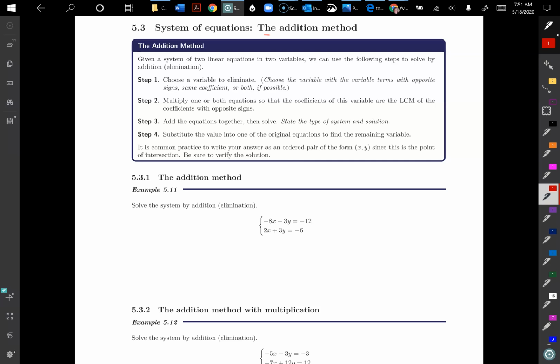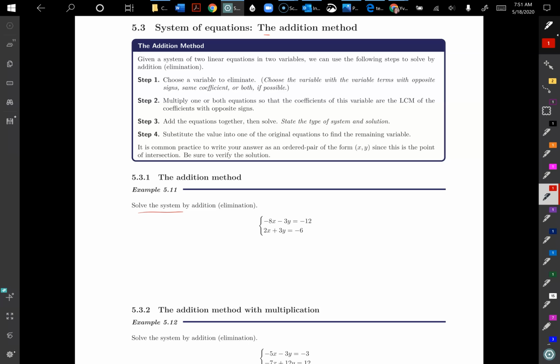equations. They're set up as a system, notated by these braces, and it'll say solve the system by addition or elimination. So on a quiz or a test, if I specify a specific method to use, then you need to use that in order to get full points. So we have negative 8x minus 3y equals negative 12. And the second equation is 2x plus 3y equals negative 6.